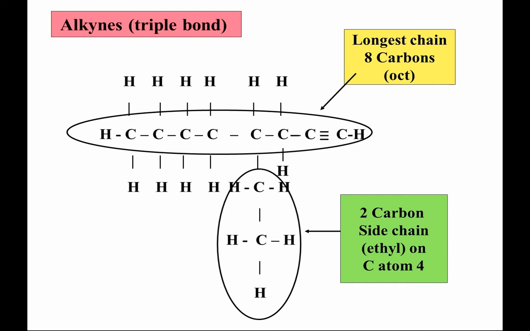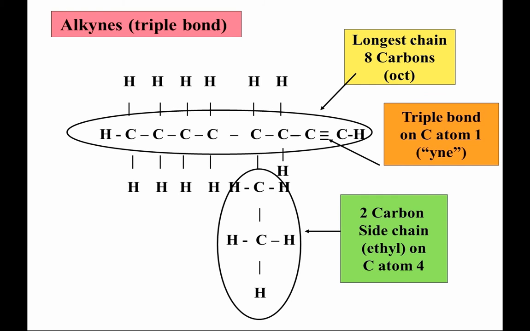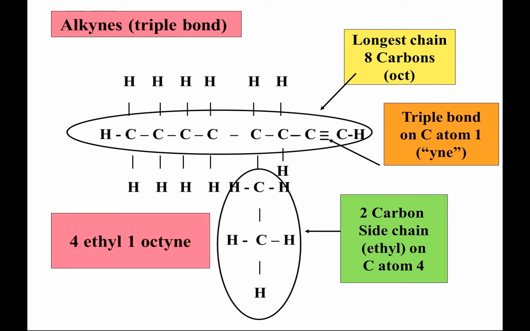Here's the side chain. The side chain is attached to the 4th carbon. And notice that it is a 2 carbon side chain, therefore ethyl. The triple bond from the shortest end of the chain is after the 1st carbon. Therefore, the name would be 4-ethyl, indicating the ethyl group is on the 4th carbon, measuring again from the shortest end of the chain. Ethyl, it's a 2 carbon chain. That means 1-octyne: the triple bond is after the first carbon, and it's an 8-carbon chain.